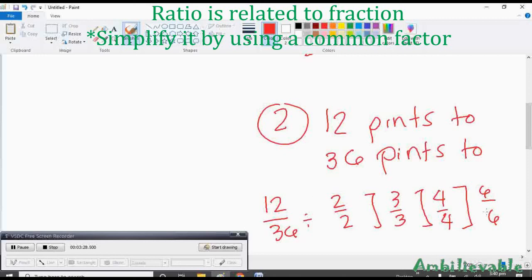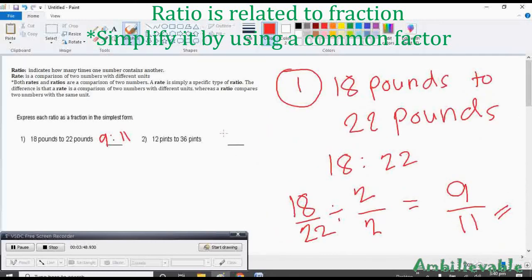The key in simplifying the number is to find the greatest common factor. 12 and 36 can both be divided by 12. That is what we call the greatest common factor, and that is the number we will be using. So 12 divided by 12 is 1, and 36 divided by 12 is 3. Therefore, the simplified form of 12 pints to 36 pints is 1 pint to 3 pints.